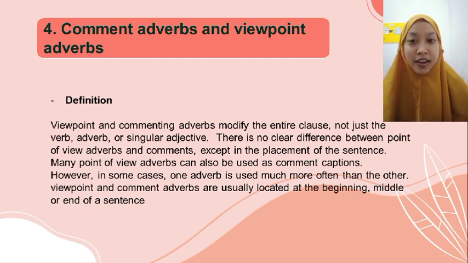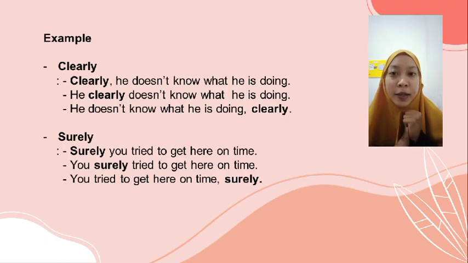It is the example sentence of comment adverb. Example, the word is clearly. The example 1, clearly he doesn't know what he is doing. The second, he clearly doesn't know what he is doing. The last, he doesn't know what he is doing clearly.